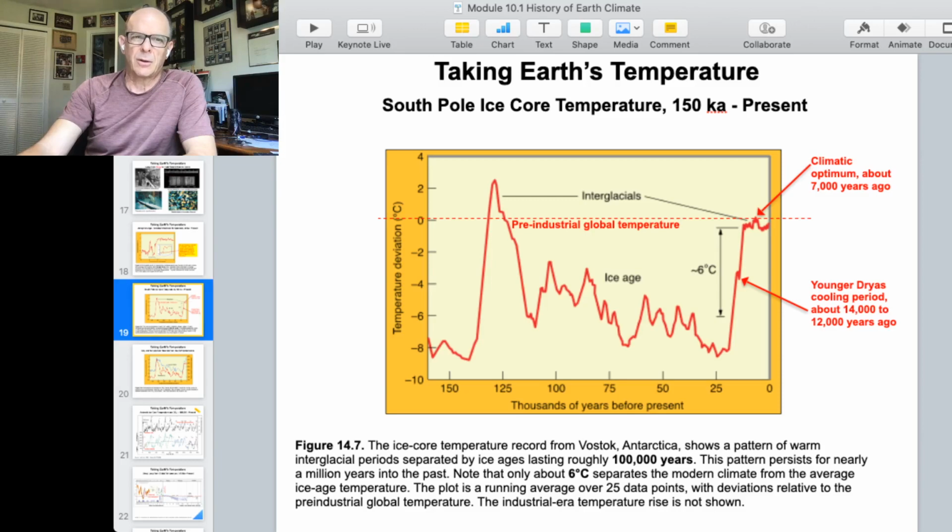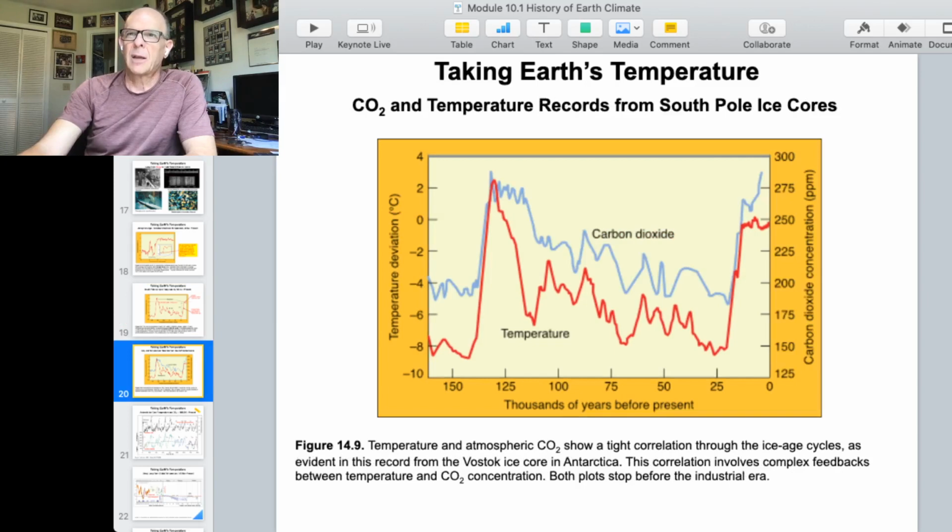And so when I was a student, I was really worried that we would plunge back into an ice age. Now we're looking at going in the other direction.